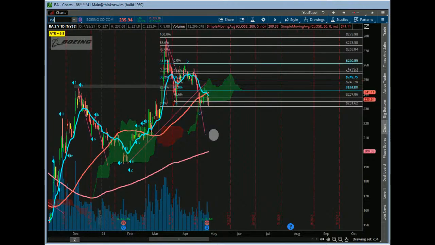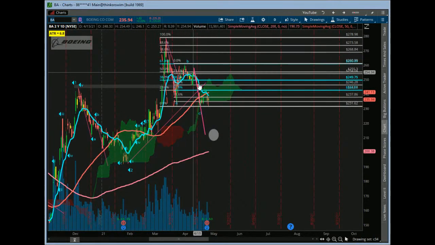See if it continues to break below the cloud, but I'm generally still leaning bearish on it. Possible wave C down to this symmetrical move. So definitely tracking that one.